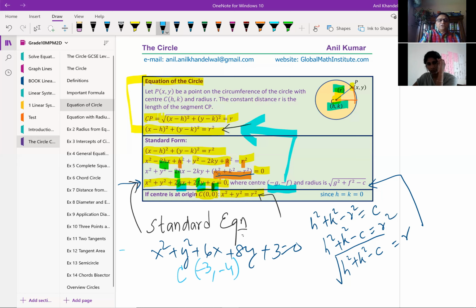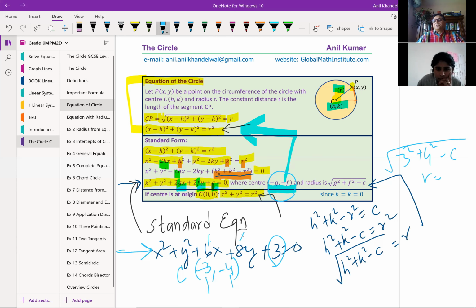When I give you this as your standard equation, that is how my center is related. Negative half of this value is the x value of the center. Negative half of 8 is negative 4. And to find the radius, I will use these two values: 3 square plus 4 square minus c, and take the square root of this to find radius r. Is that clear to you? So in this case, I just randomly picked the values, so the radius will be square root of 2 from this particular equation, right?